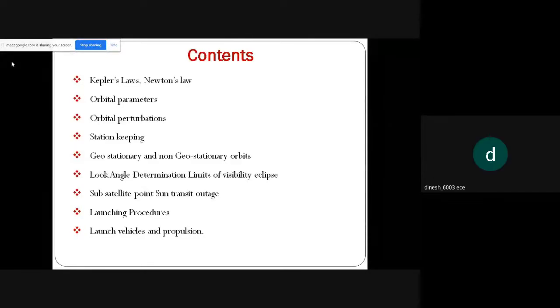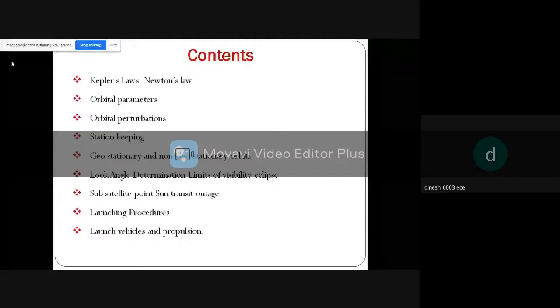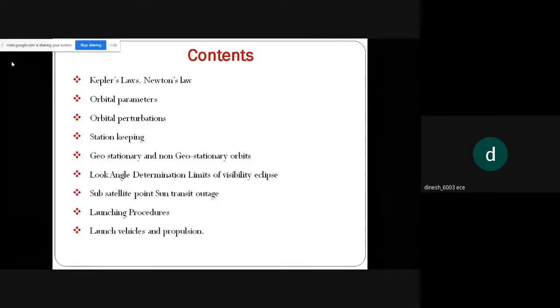The first concept is orbiting. This orbiting is obtained from Kepler's law with the help of Newton's law. We are going to see what is an orbit, what are the orbital parameters, what are the orbital perturbations, what is station keeping. We are going to see geostationary orbits and non-geostationary orbits.